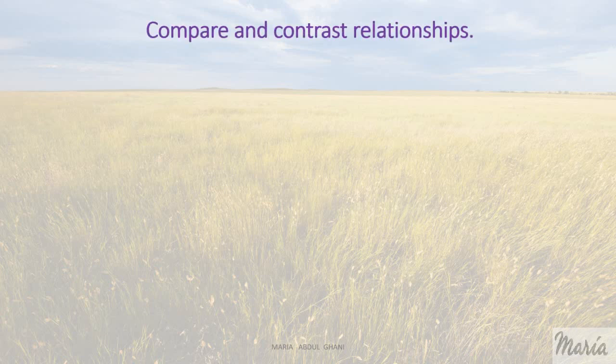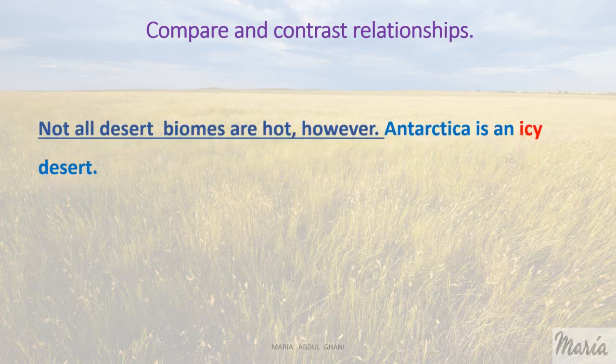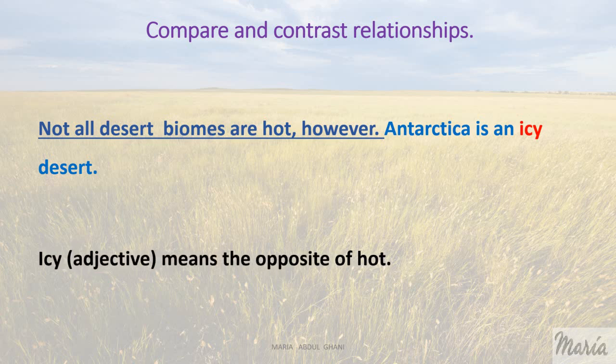Compare and contrast relationships. Not all desert biomes are hot, however. Antarctica is an icy desert. Icy, adjective, means the opposite of hot.